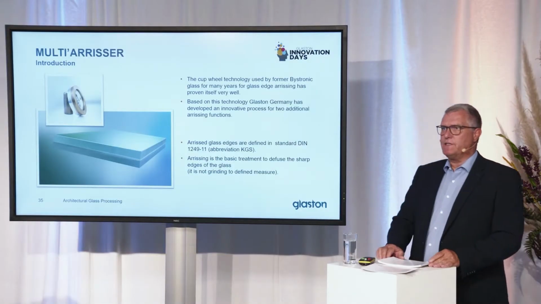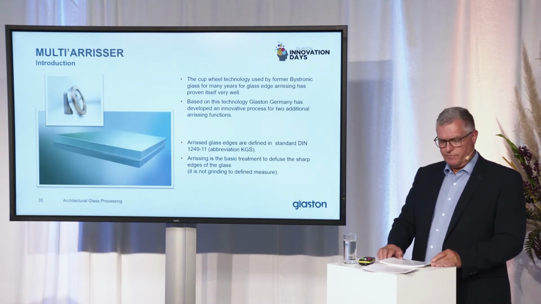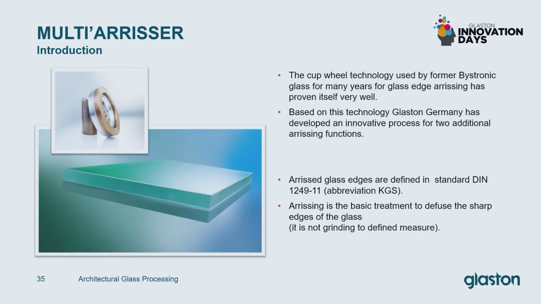Which kind of arising tool is used for the new multi-arising technology? The cup wheel technology, which you see in the picture here on the left side, used by former Bystronic glass for many years for glass edge arising, has proven itself very well. Based on this technology, Glaston Germany has developed an innovative process for additional arising functions.